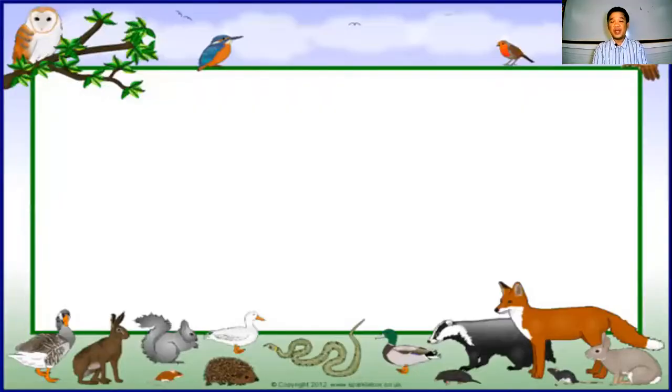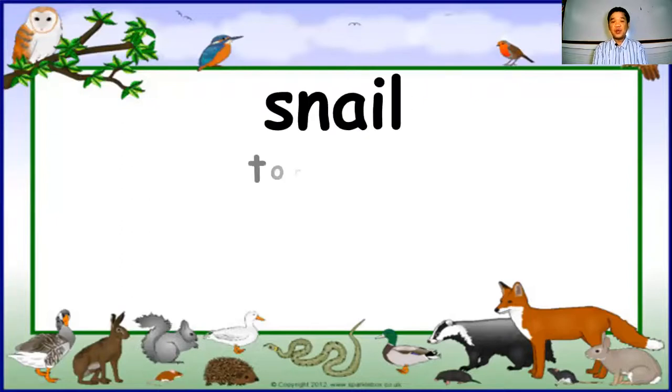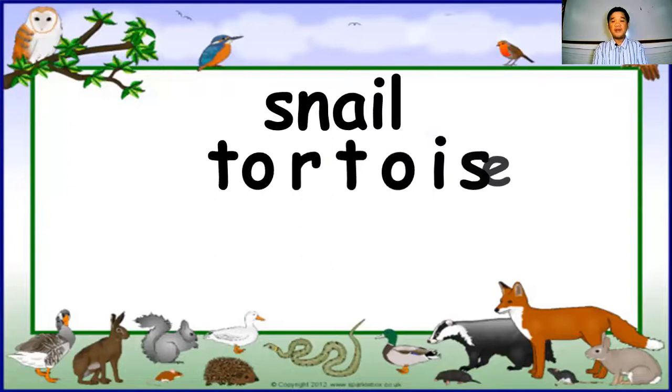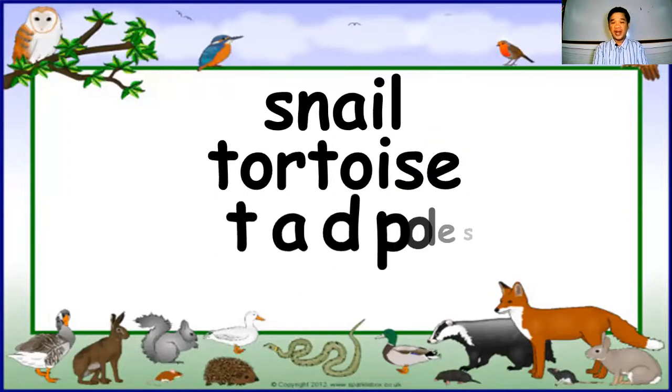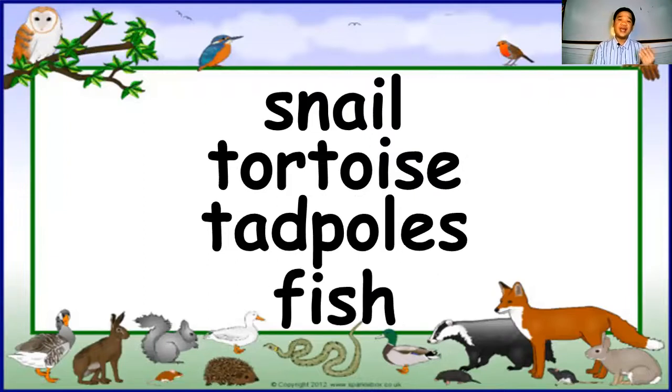Okay, to make it short, the list of examples of the animals who live in the pond are the following. We have the snail, we have the tortoise, and we have also the tadpoles or frogs, and we have also the fish. So these are only examples of the animals who live in the pond. And then the last habitat we have here is what we call the sea.